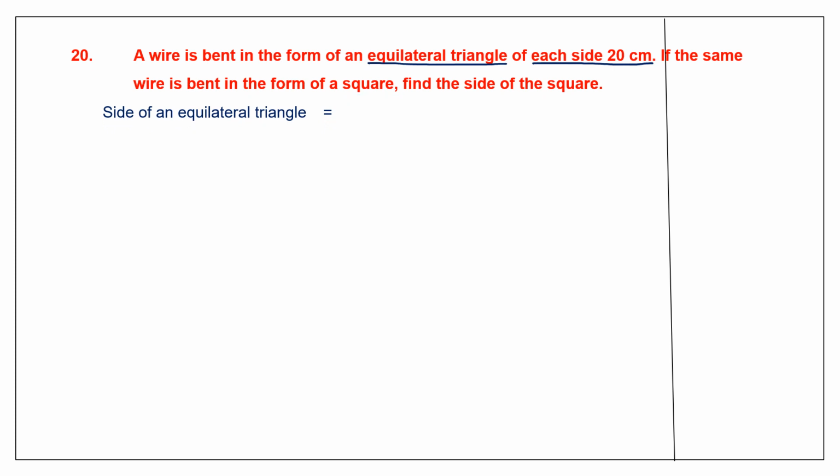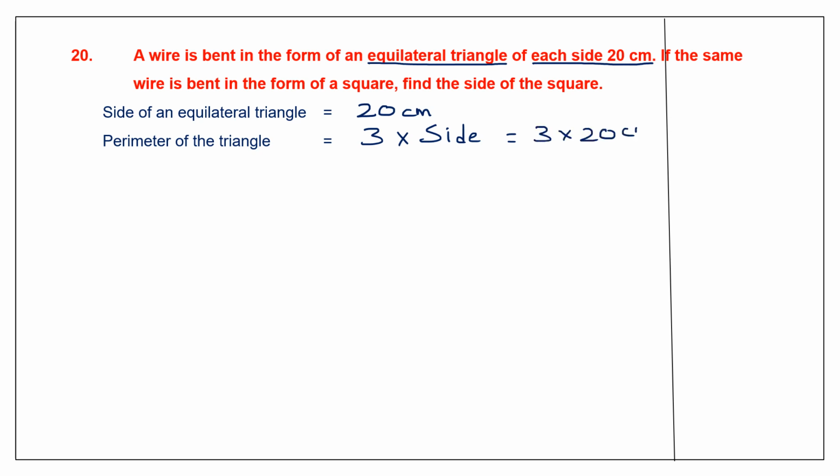So side of an equilateral triangle is given to us as 20 centimeters. An equilateral triangle is one in which all 3 sides are of equal measurement. So the perimeter of the triangle will be 3 into side. 3 because 3 equal sides. So this will be 3 into 20 centimeters. And 20 into 3 is 60. 60 centimeters. So we found the perimeter of the triangle.